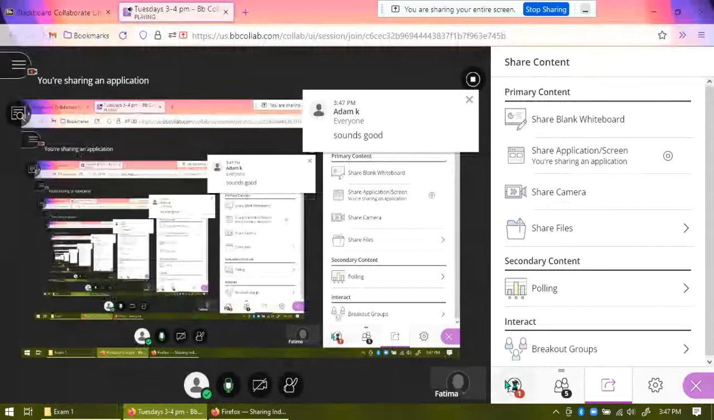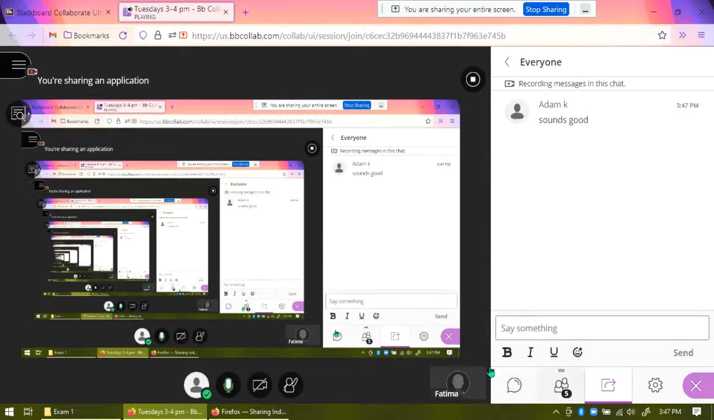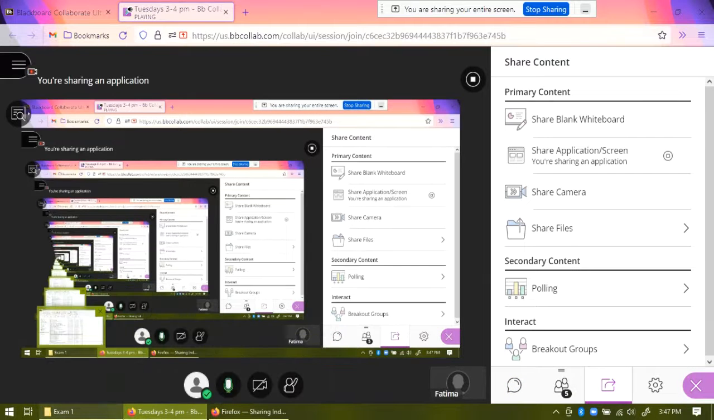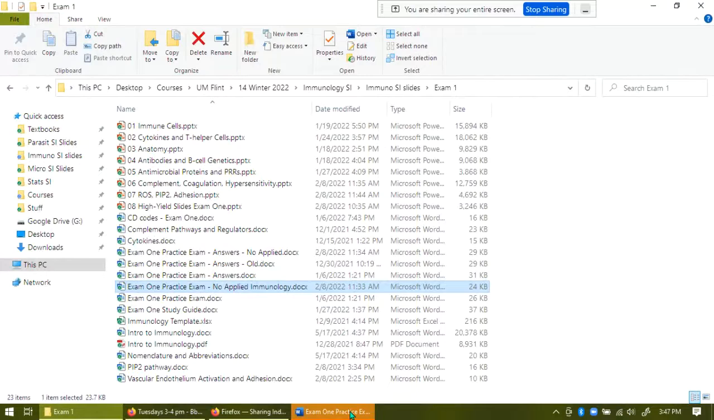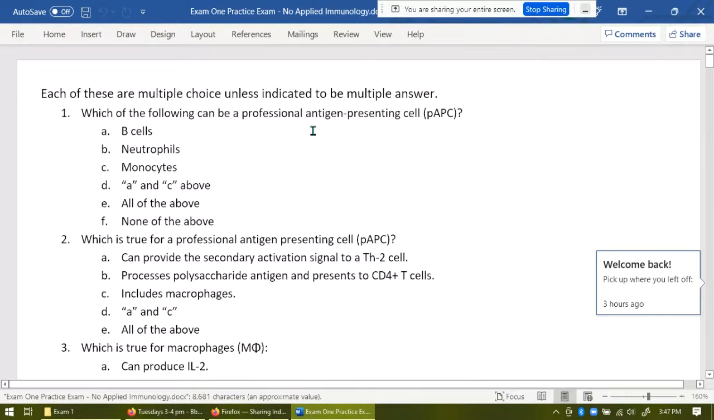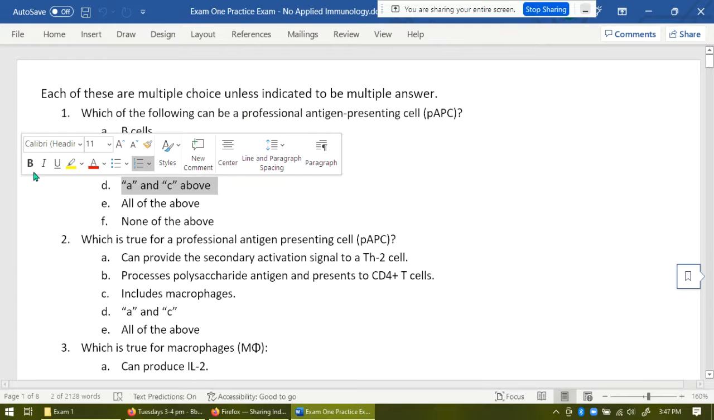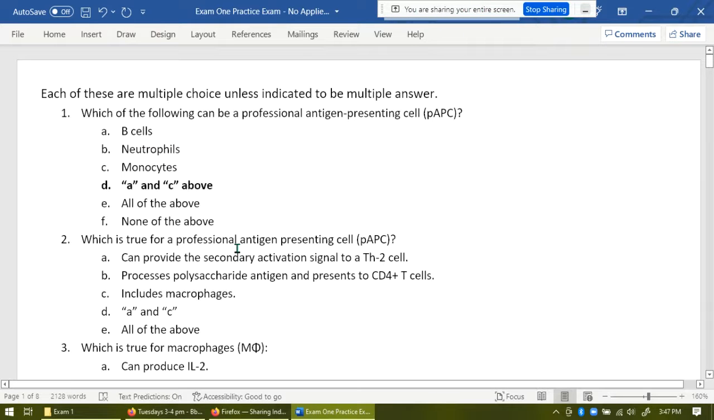Let's see. So there's no applied immunology, and that's good because this exam came so fast. It hit me like a baseball. Okay. So there's still a lot of questions on this regardless, so it's definitely going to take more than the time we have. The first question is, which of the following is a professional antigen presenting cell? B cells, neutrophils, monocytes, or A and C, or all the above, none of the above. So neutrophils are the only one that is not a professional antigen presenting cell. All of the other ones express MHC2 and B7 and can present antigen to T helper cells.